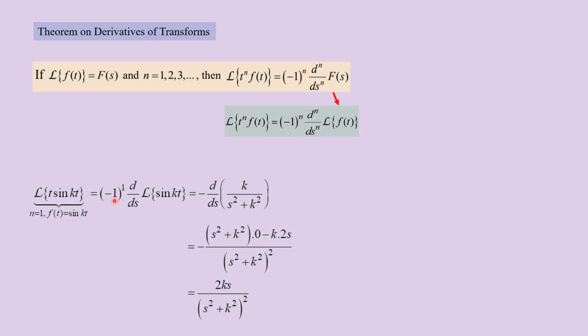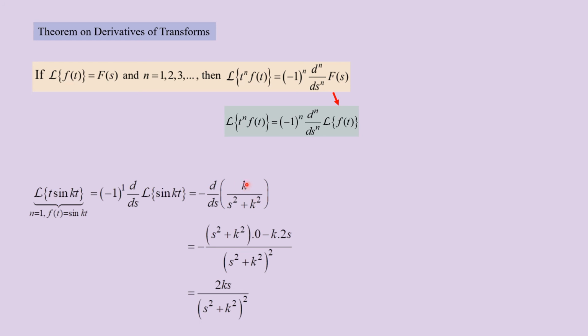Negative 1 to the power of 1 is negative, and d/ds of the Laplace transform of sine kt, we can get it from the table. It is k over s squared plus k squared. So what does this mean? It means that we need to differentiate this function with respect to s, where k is a constant.